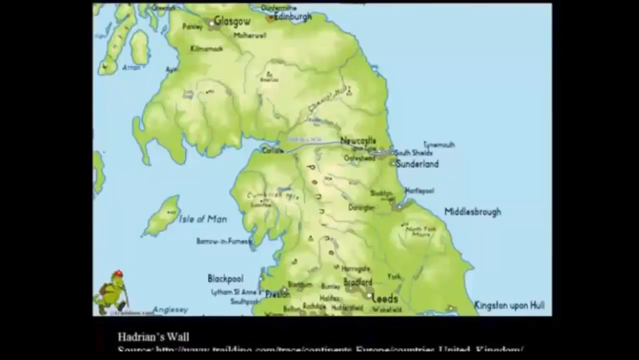This map shows the location of Hadrian's Wall. Essentially, it was an attempt to wall off Scotland. Hadrian's Wall runs for 80 miles across the north of England, from Carlisle on the west coast to Newcastle in the east.